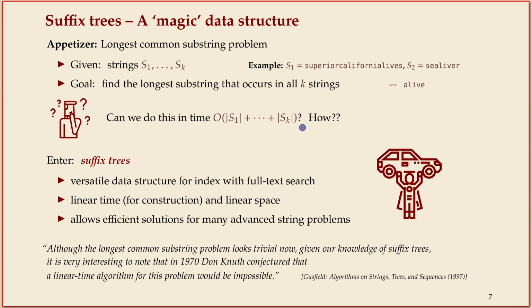And here's what I alluded to earlier. Donald Knuth is one of the founding fathers of theoretical computer science. He wrote this famous book series, The Art of Computer Programming, that defined many of these things. And he's also the author of TeX, which is behind LaTeX. And in the 70s, Don Knuth, who has good intuition about many things, conjectured that finding this longest common substring cannot be done in linear time. And he was proven wrong by the invention of suffix trees in the end. But it took people a while to get the algorithms fast and eventually also simple.